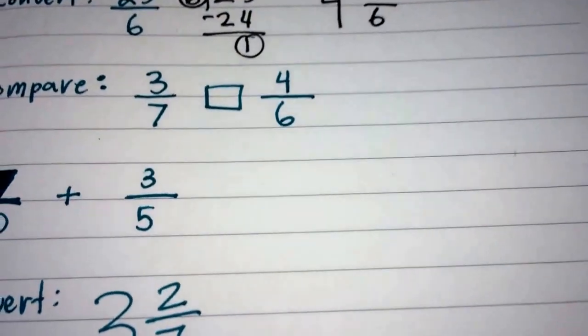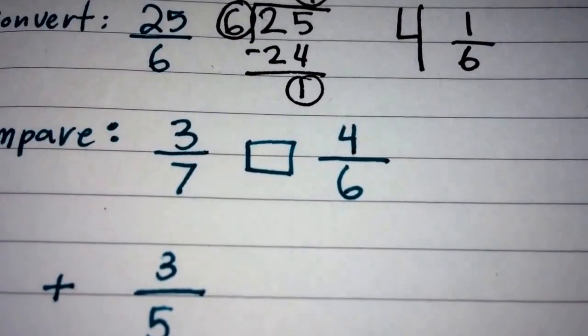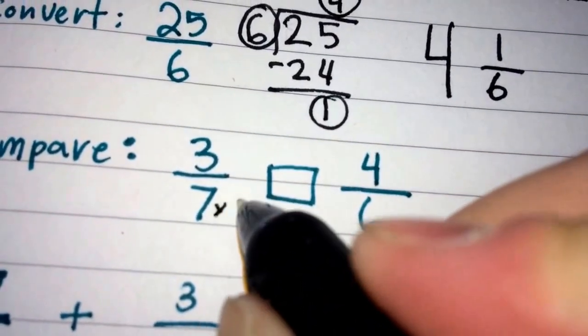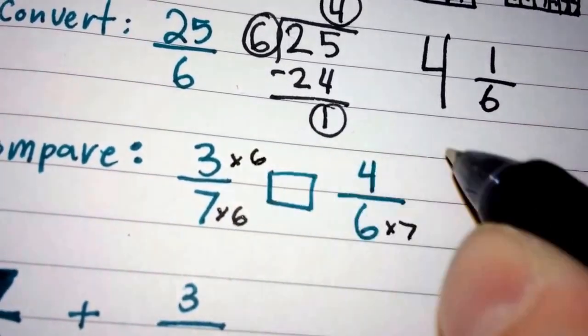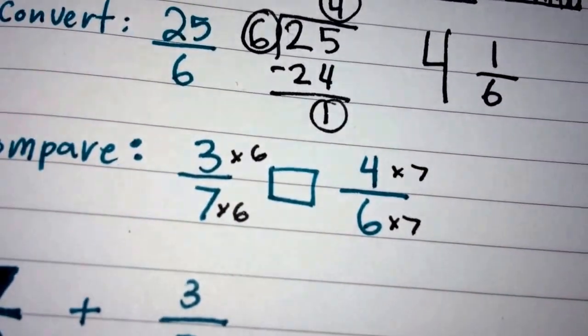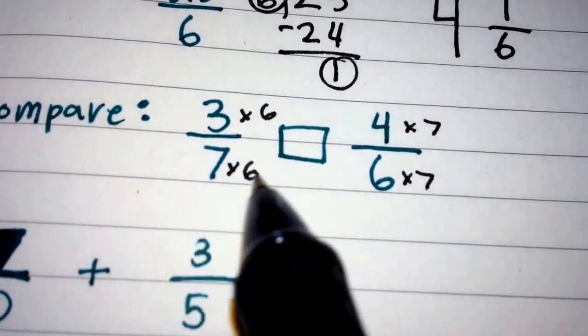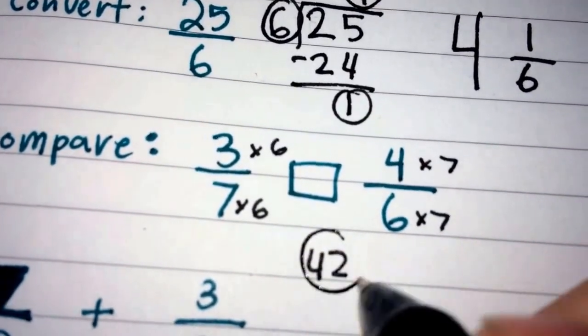Okay. On number 2, we need to compare 3/7 and 4/6. Well, you can find a common denominator by multiplying 6 times 7, because whatever you do to the bottom, you must do to the top. Now, I can look here and I can say 7 times 6 is 42. I'm going to just go ahead and write that down here.